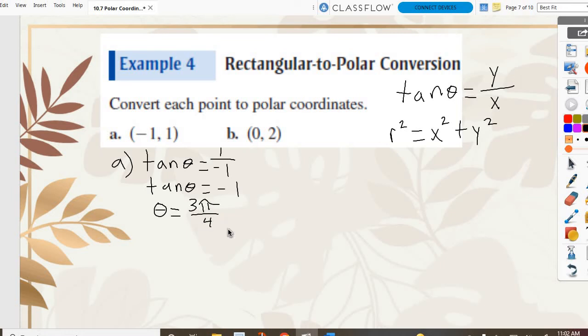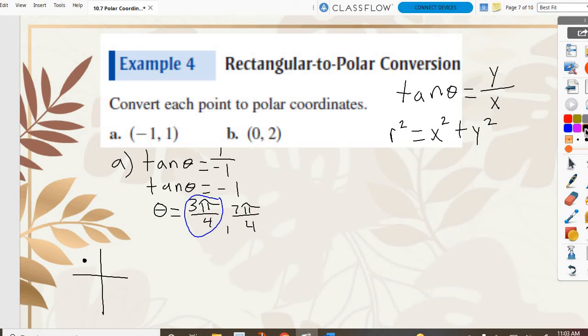7 pi over 4. Now, we know which one to use because if I graph in rectangular form (-1, 1), what quadrant are we in? Second. So which of our angles do we need to use? 3 pi over 4.